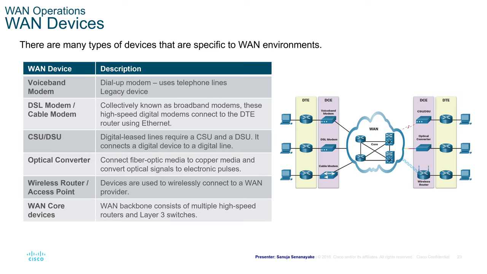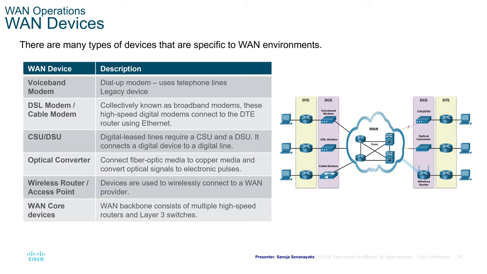WAN devices. There are many types of devices that are specific to WAN environments, and they include the voice modem. On the side of your slide, there is a nice table that describes those. One of them is called the voice modem. Those are dial-up modems that use telephone lines, usually with legacy devices. DSL or cable modems are collectively known as broadband modems. These are high-speed digital modems that connect to the DTE router using Ethernet. So most of your homes, offices and small businesses, as well as enterprises, would have DSL and cable modems.